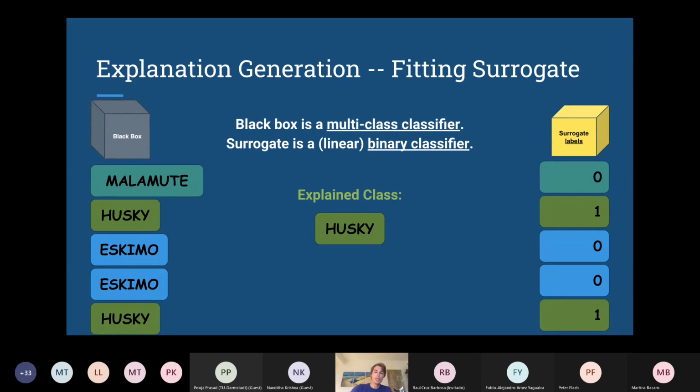And we do that by putting 1 if the black box outputs the class that we are explaining, and 0 otherwise. So you can think about these sort of explanations as 1 versus the rest. So does it contribute to the husky or not husky? We do not differentiate between the other 2 classes, which in this case are Eskimo and Malamute.